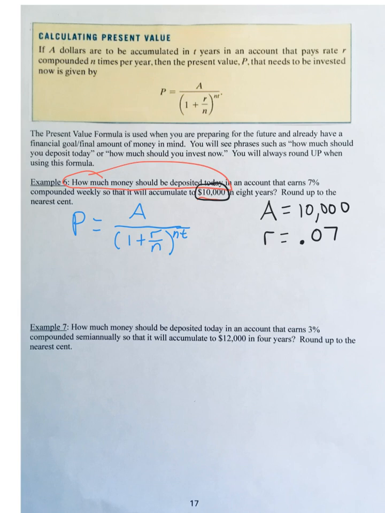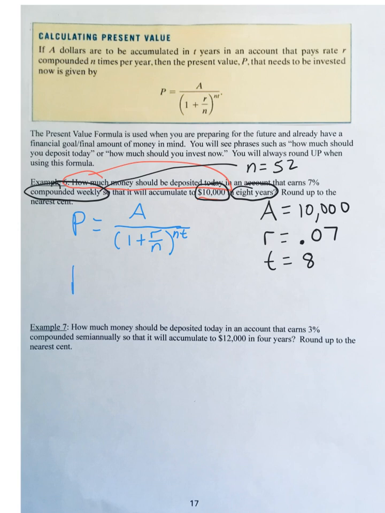And the time frame is 8 years. Oh, and the N. I almost forgot about the N. Look around the word compounded. Weekly. So how many weeks in a year? Well, if you forget, go back to that first slide of the video. We said weekly is going to be 52. So all the N's should be 52. Now we're ready to go.